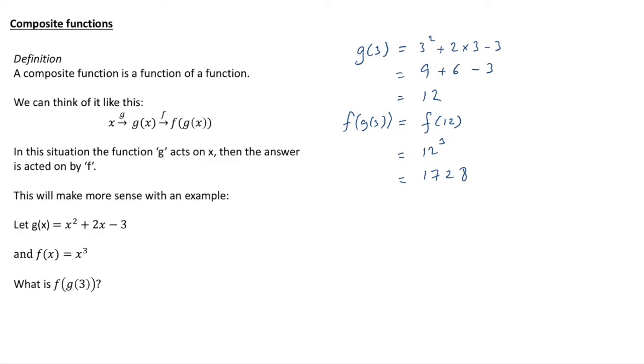Then we put the answer, the g of 3, which is 12, into the function f. f is x cubed, so that means it's going to be 12 cubed, which gives us 1728.